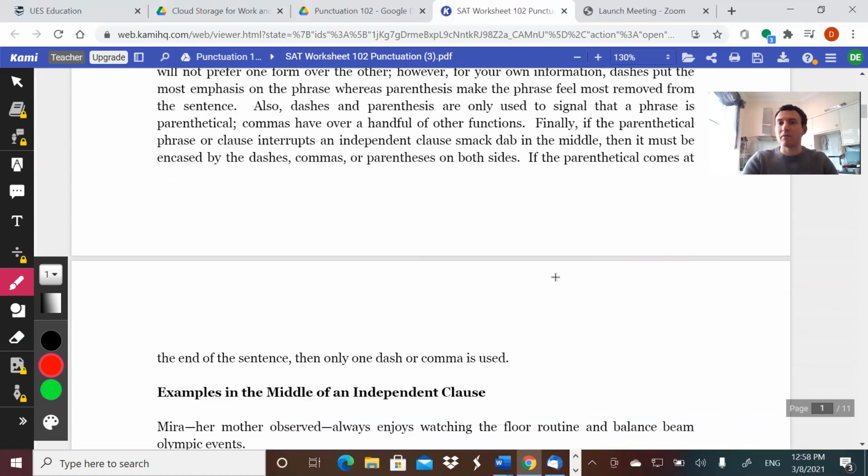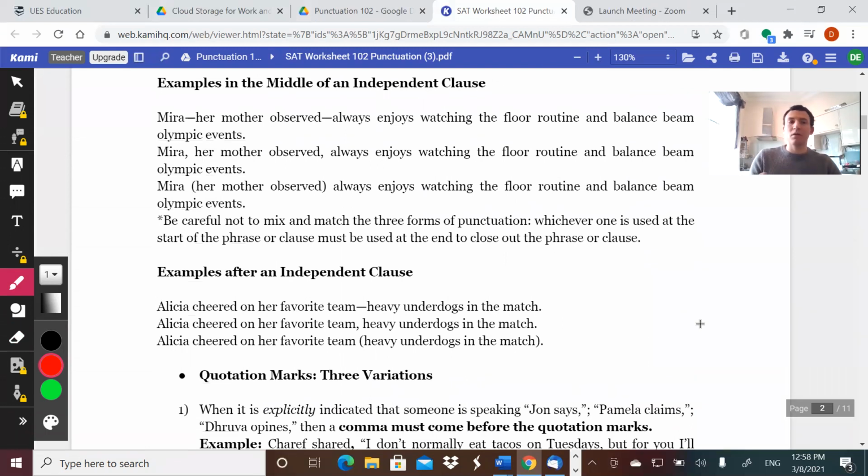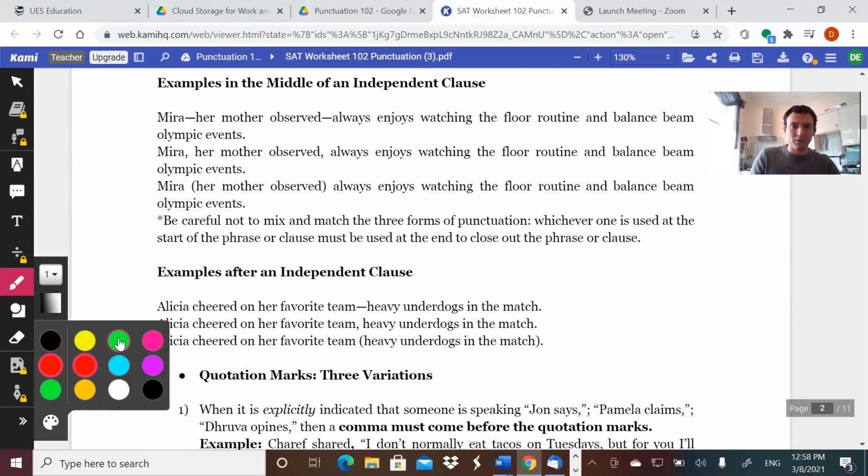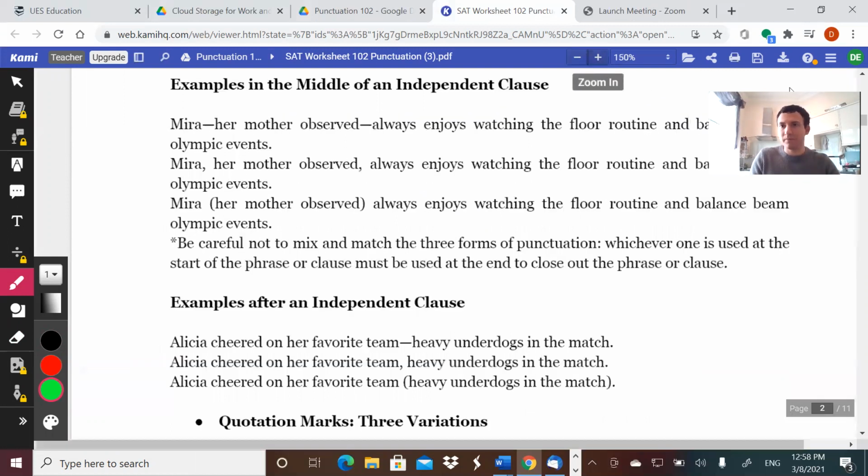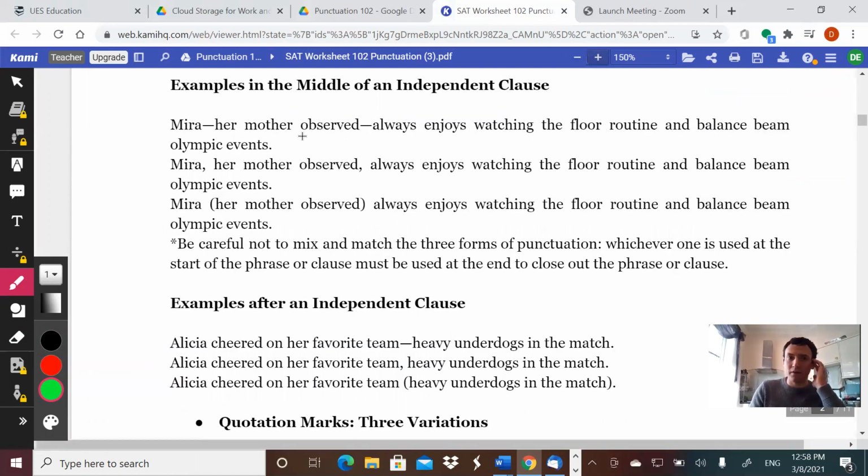So let's take a look at what form this takes. Sometimes you'll have an independent clause. In this case, and I'll do this in green, I'll make this a little bigger. So we have Mira, her mother observed, always enjoys watching the floor routine and balance beam Olympic events. So Mira always enjoys watching the floor routine and balance beam Olympic events is your independent clause. Mira is your subject. Enjoys is your verb, and we've completed our idea. So her mother observed is completely non-essential. It's just some additional detail that gives us the person's perspective, but it's completely an interruption.